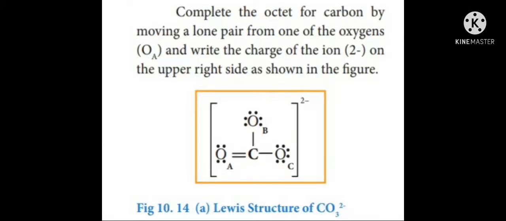Now, carbon does not have an octet configuration, that is 8 electrons. Hence, complete the octet for carbon by moving a lone pair of electrons from one of the oxygens, that is oxygen A, and write the charge of the ion as 2- on the upper right side as shown here. Hence, this structure gives the Lewis structure of carbonate ion with the formula CO3 2-.